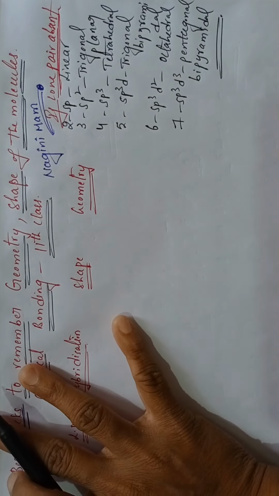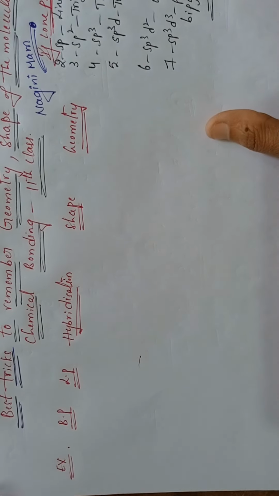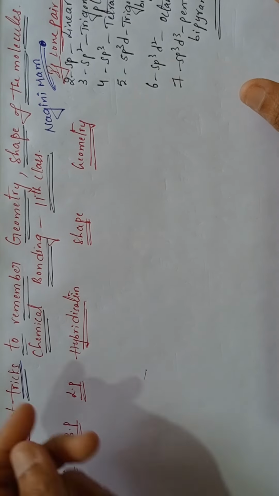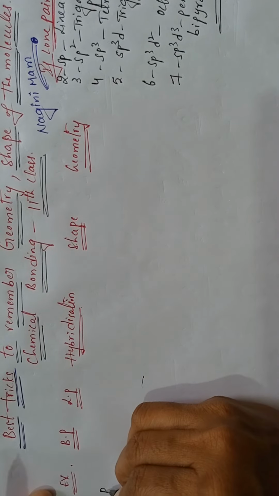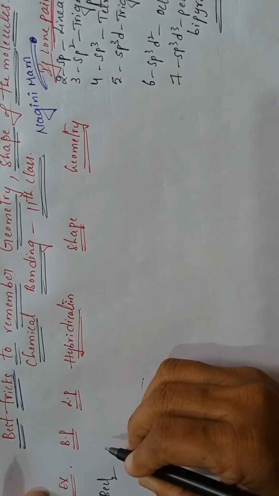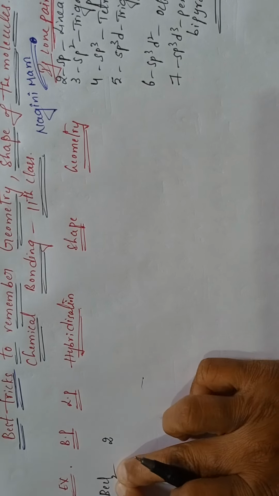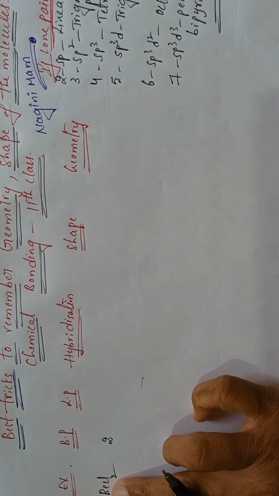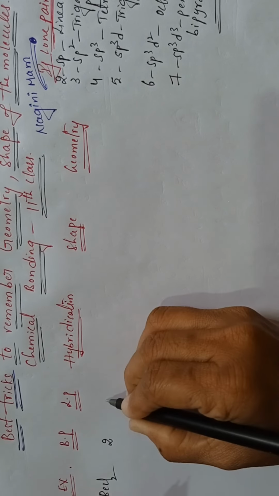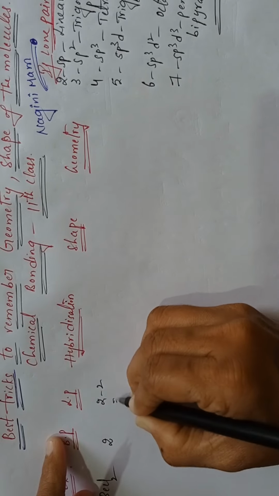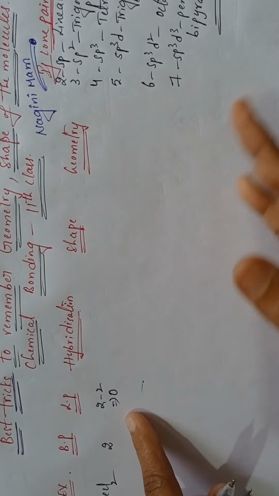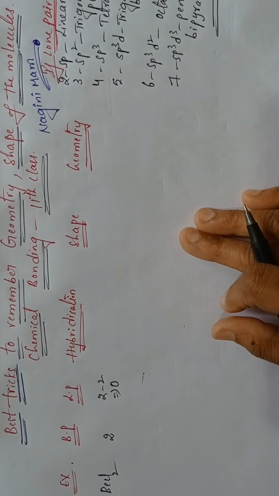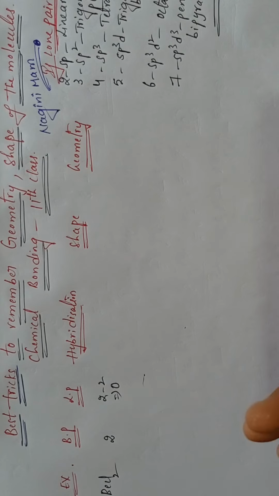First example I am taking. Example 1, BeCl2. How many bond pairs? 2 chlorines are attached, this number indicates the bond pairs. How many lone pairs? Beryllium has 2 valence electrons, minus bond pairs 2, so 2 minus 2 is 0. This is how to find it. In the last video I discussed how to find the lone pairs and bond pairs. Once you go through that video, you can easily understand.